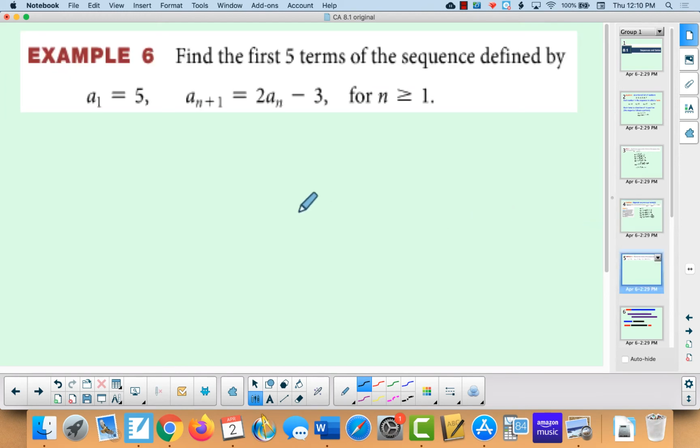Here's another example of a recursive sequence. This one tells us what the first term is, and then tells us how to get each one after it by using a sub n plus 1. So this means the term before.